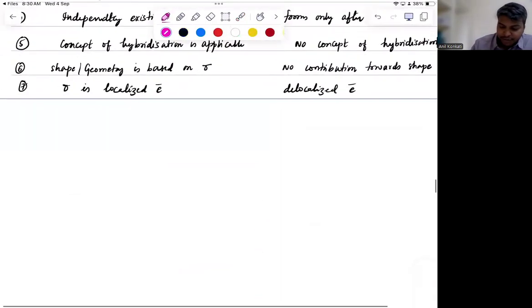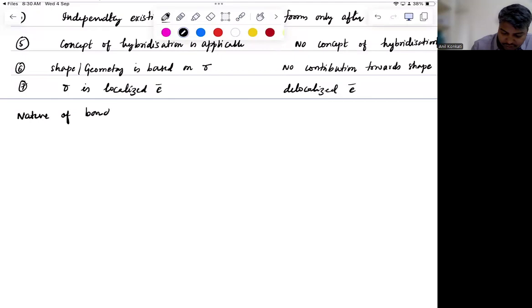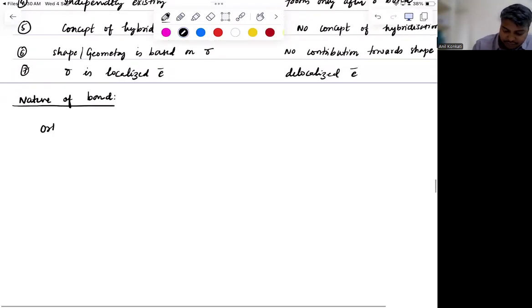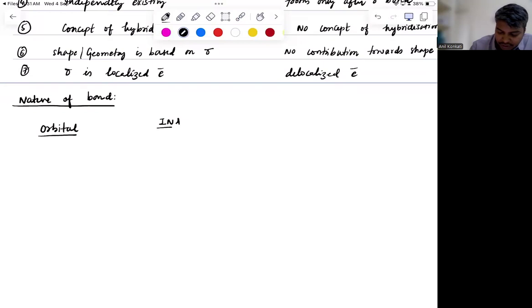See, if you have to predict the nature of the bond, what is the nature of bond here, given the type of overlapping? If I give you the orbitals and the internuclear axis, you should be able to figure out what bond is forming. This is a must do question.